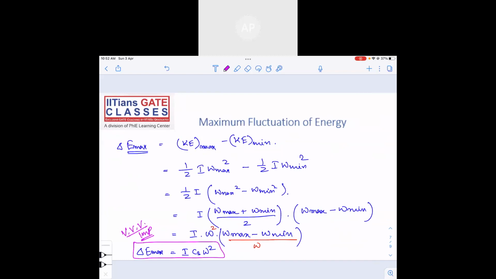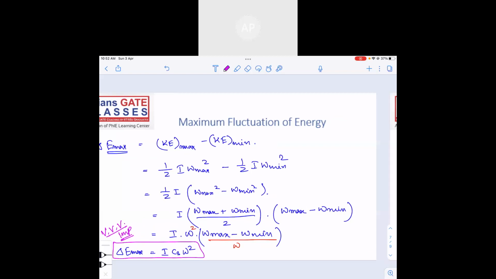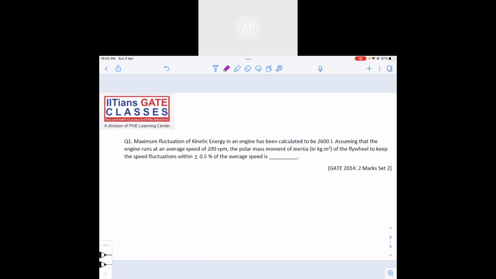Okay, this is again a very, very important formula to remember. Okay, so there is a question. Just try to attempt this question. Give it two minutes, then I'll solve it for you.